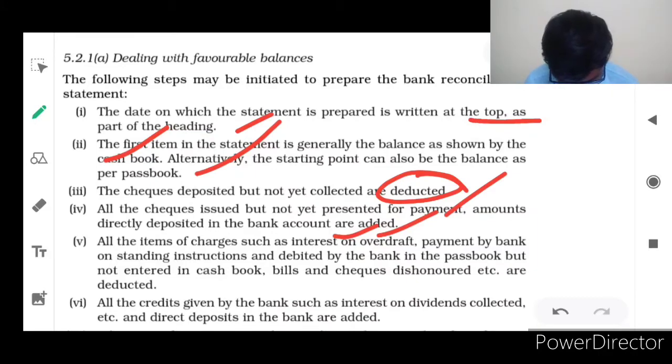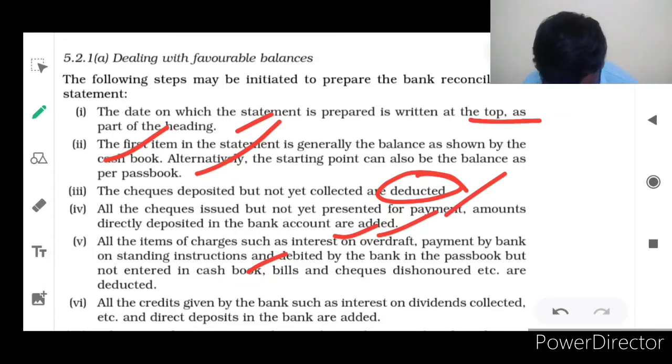Payment by the bank on standing instructions, and debited by the bank in the passbook but not entered in the cash book. Yes, we don't know anything about it. They are debiting from our bank account without intimating anything. If you wanted to pay some rent and it is an auto debit, they are debiting from our bank account. After we get the bank details from our banker, we will come to know that these many details are missed out, isn't it?